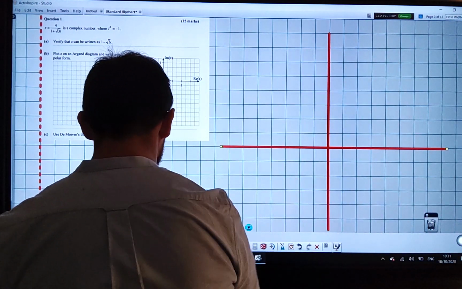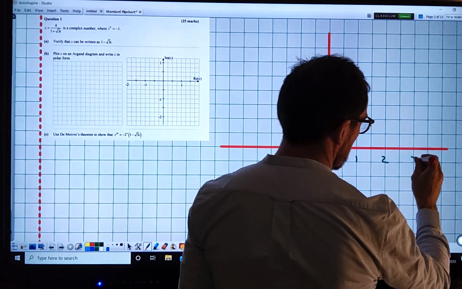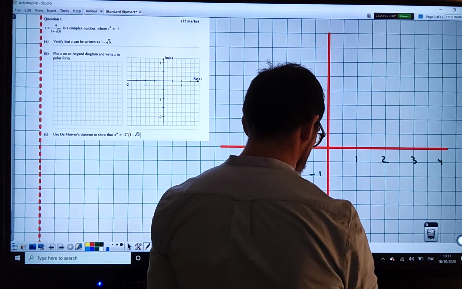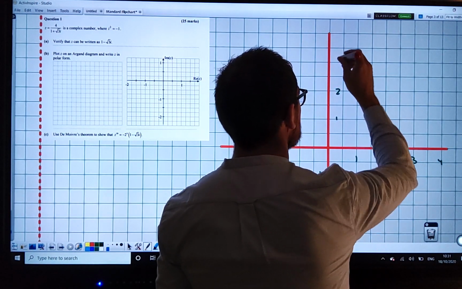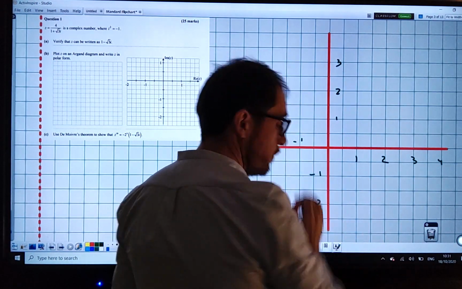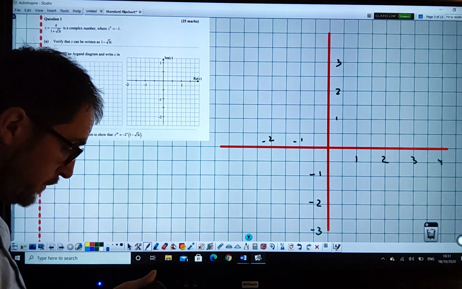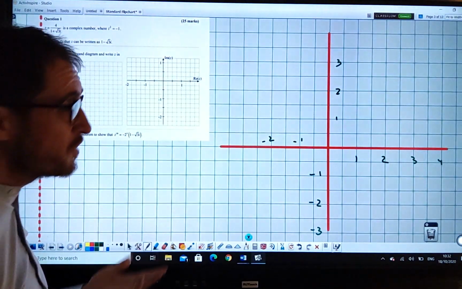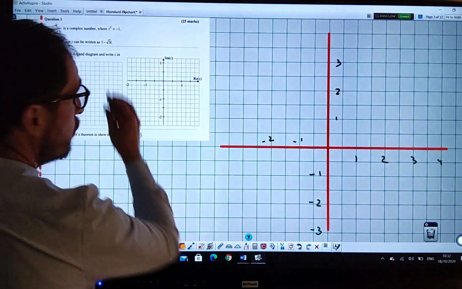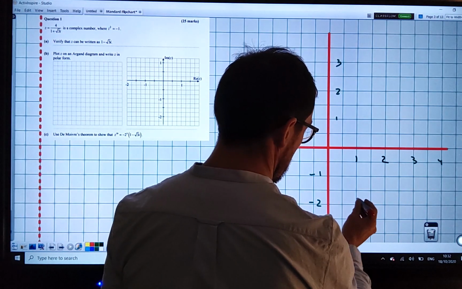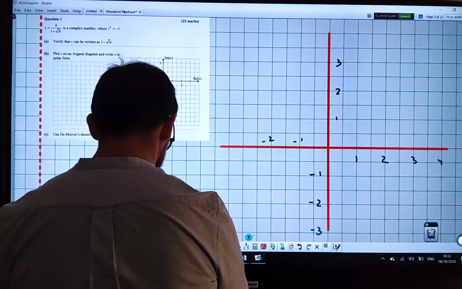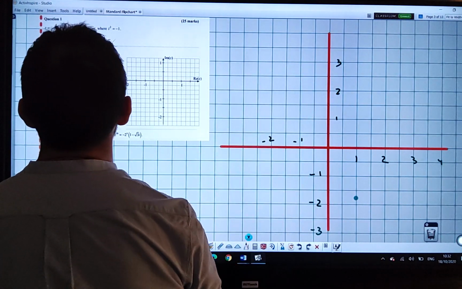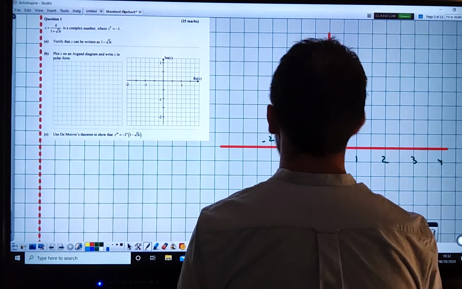And again, just fill in your Argand diagram. So I've got 1, 2, 3, 4, minus 1, minus 2, minus 3, nice and big. Okay, so root 3, the square root of 3 is equal to 1.73, so it's around 1 and 3/4. So you're looking at 1 minus 1 and 3/4, so it's going to be in and around here. So roughly, that's that there. Okay, now that's going to be Z.